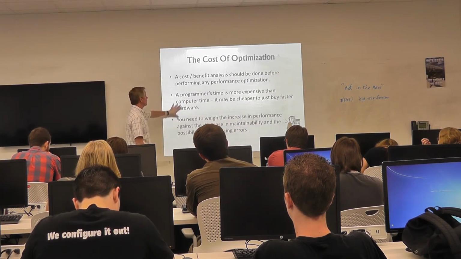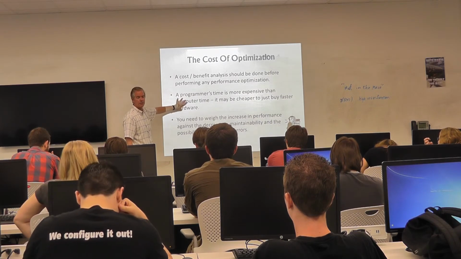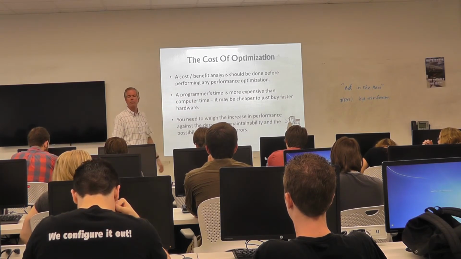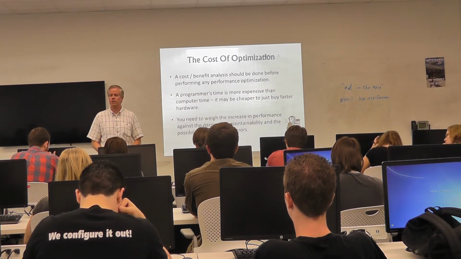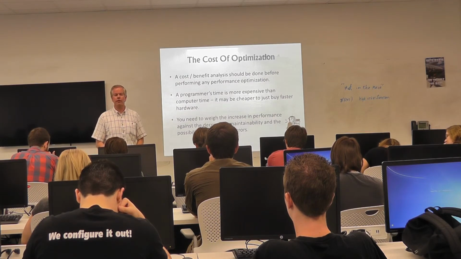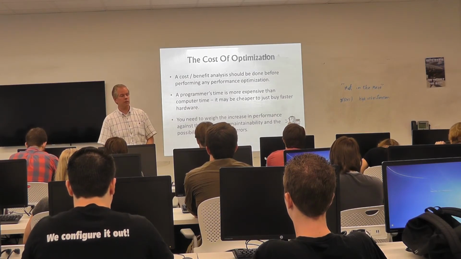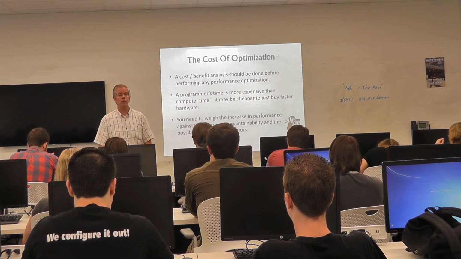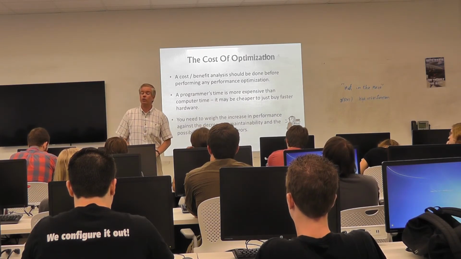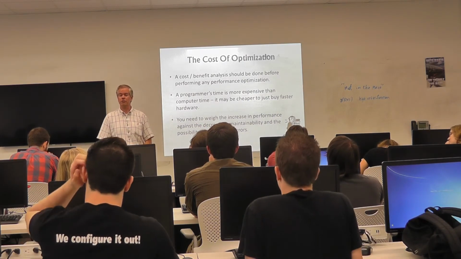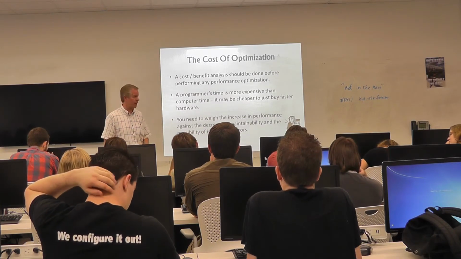Cost of optimization. Well, it costs a lot of money, actually, because it takes a lot of time and effort for a programmer to spend optimizing your code. A fundamental question you have to ask yourself is: is it worth it for me to pay to have a developer make their code run faster? Or should I just say, screw it, and go out and buy a faster piece of hardware? Woo! That would probably solve my problem right there.